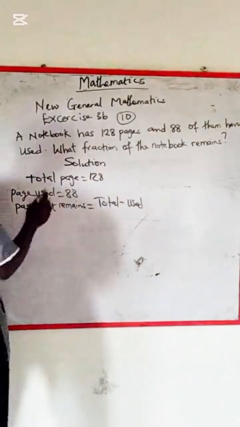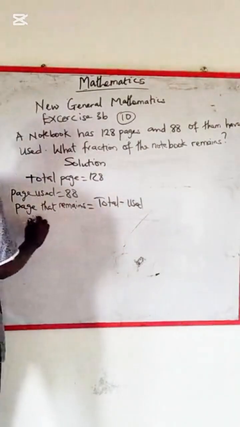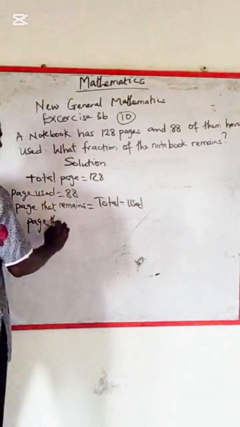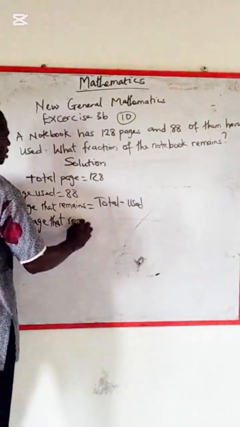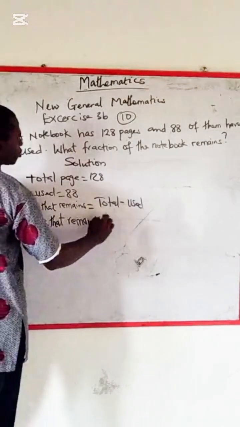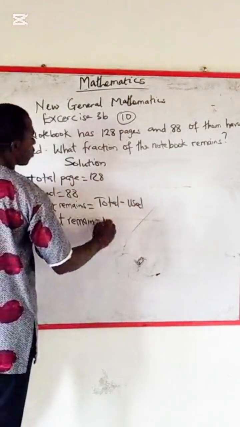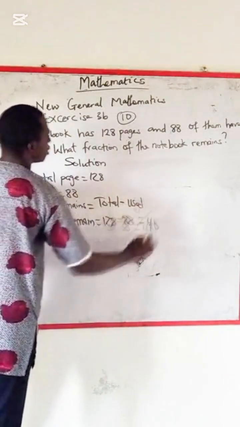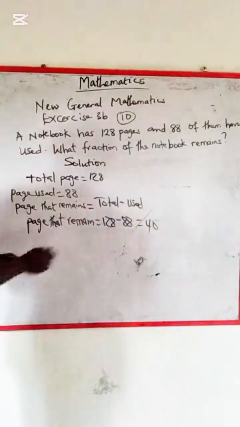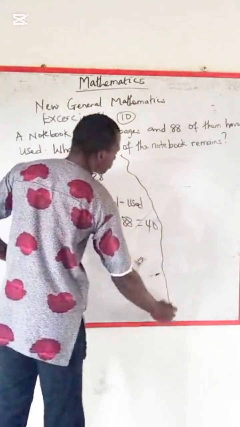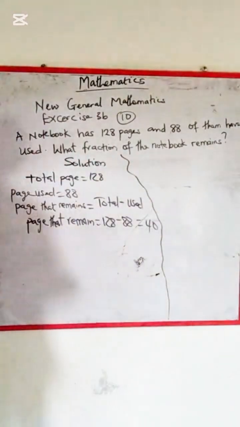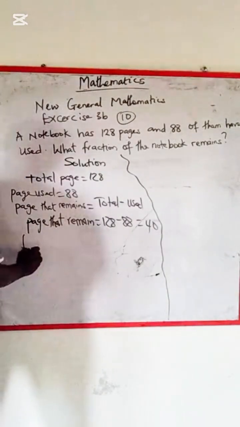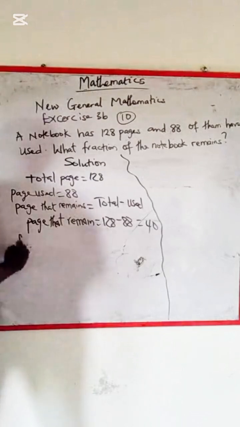So let's go by what we have. The page that remains is equal to 128 minus 88, and that will give us 40. So 40 is the page that remains. Then the fraction of page that remains.